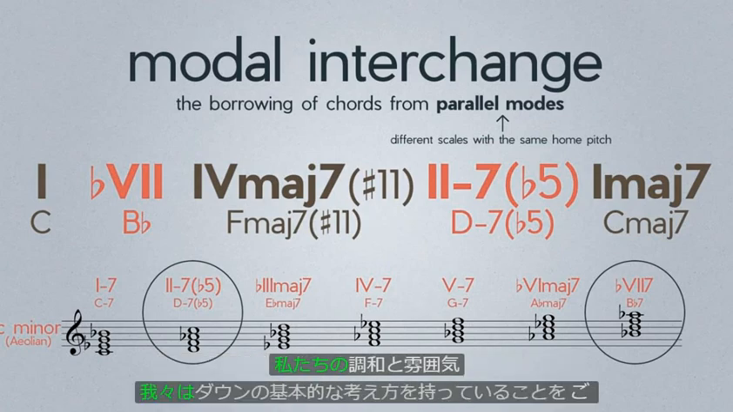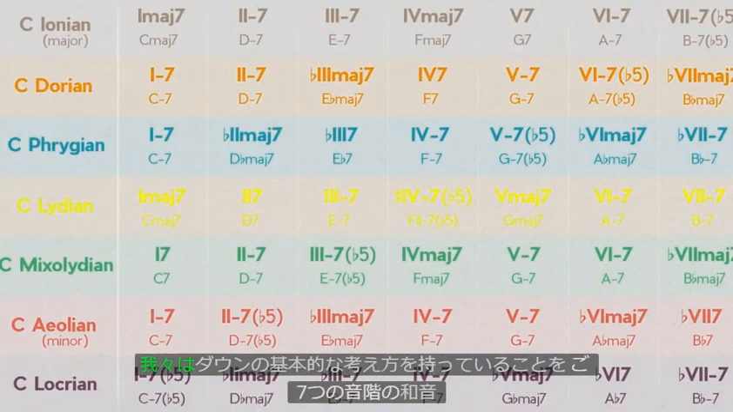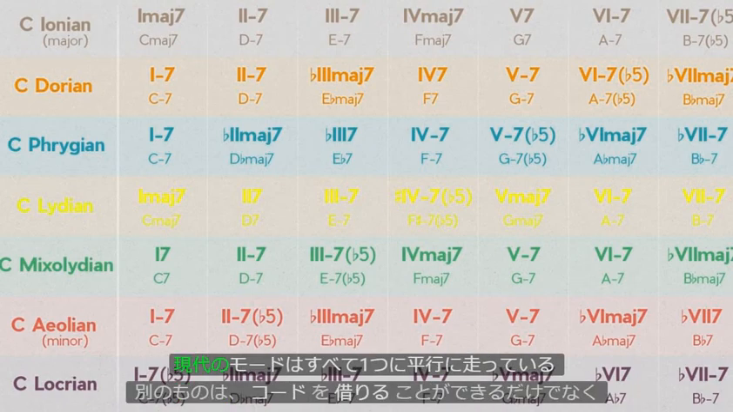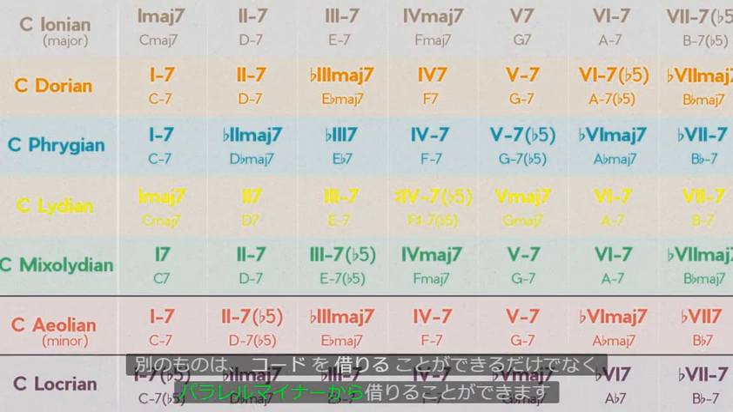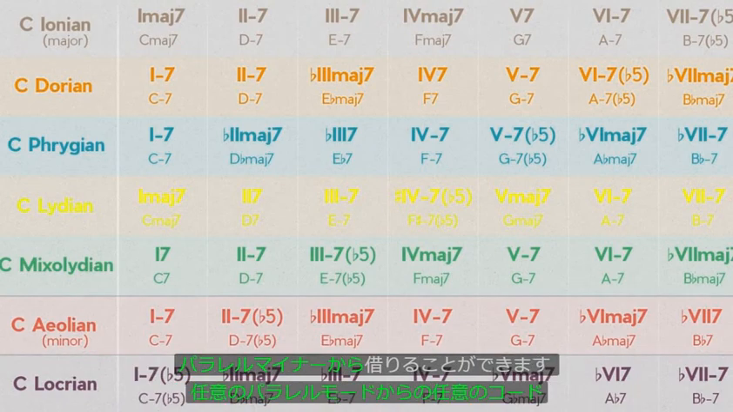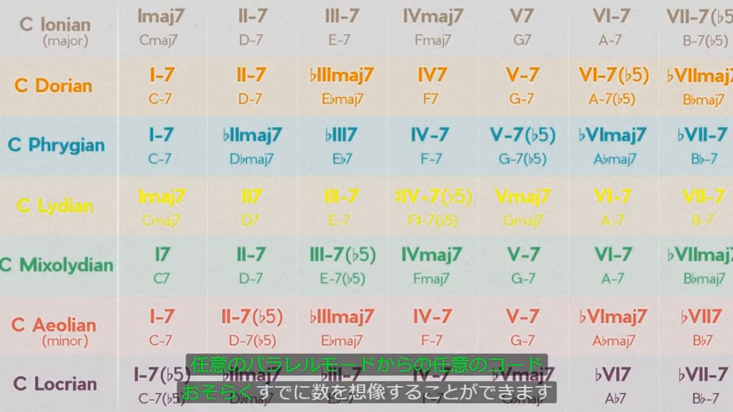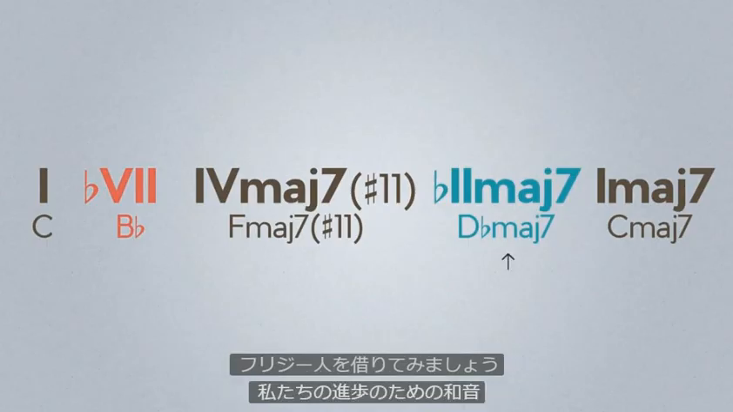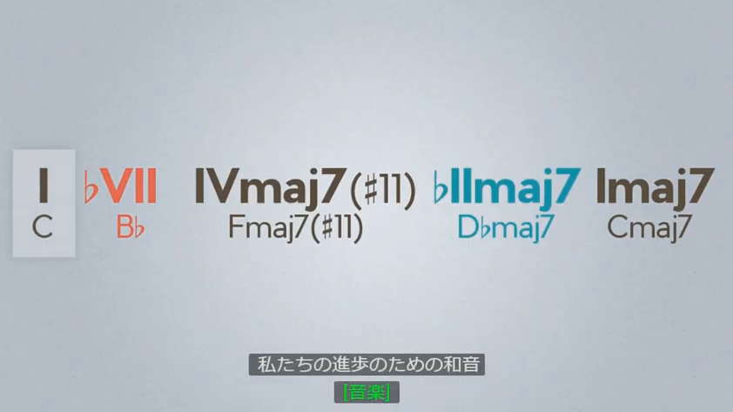Now that we have the basic concept down, it's time to take it to the next level. Here are the diatonic chords from the 7 modern modes, all running parallel to one another. Not only can we borrow chords from the parallel minor, we can borrow any chords from any parallel modes. You can probably already imagine the number of possibilities here is massive. Let's try borrowing one of Phrygian's chords for that progression of ours.